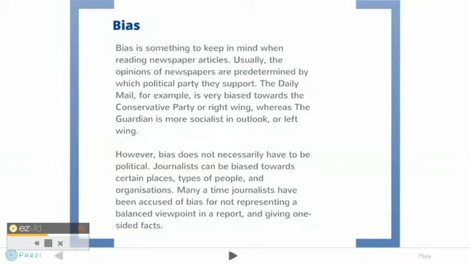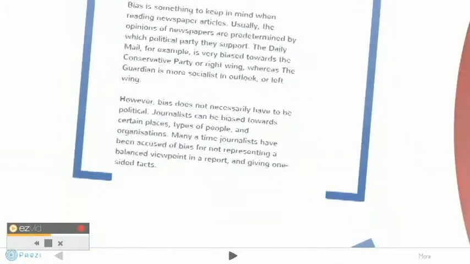However, bias does not necessarily have to be political. Journalists can be biased towards certain places, types of people, and organizations. Many a time, journalists have been accused of bias for not representing a balanced viewpoint in a report and giving one-sided facts.